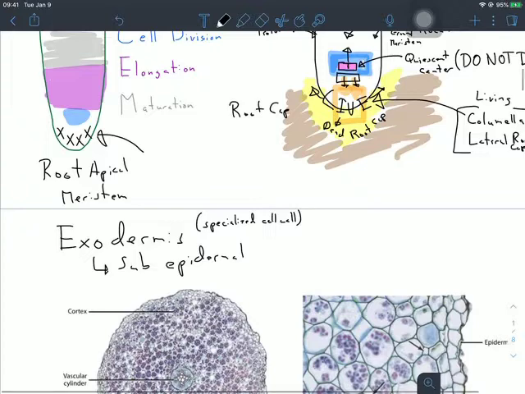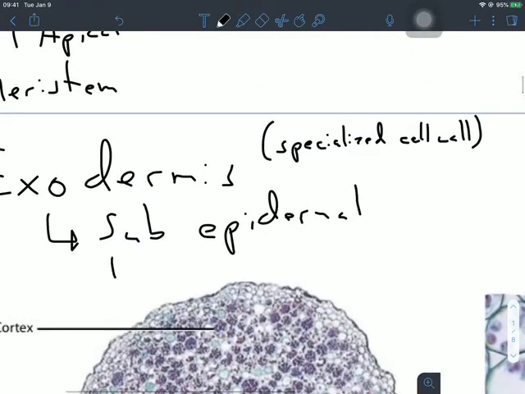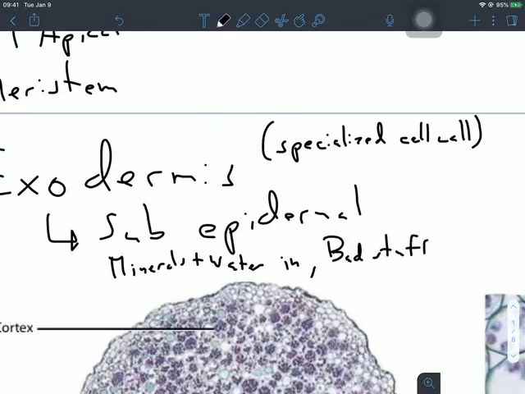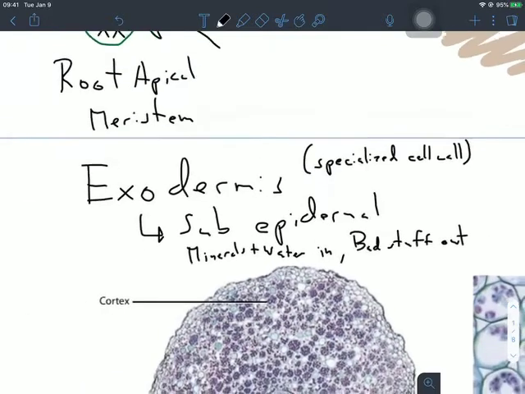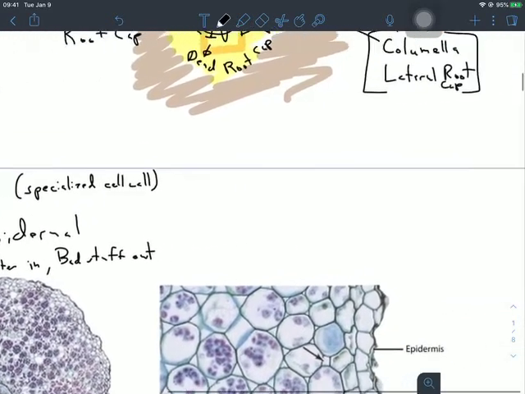And its specialized cell wall is going to allow nutrients, so the minerals and water, in. But all of the pathogens and foreign things stay out. The bad stuff stays out. But this layer is not as filtration-centric as our other cell layer in the root.